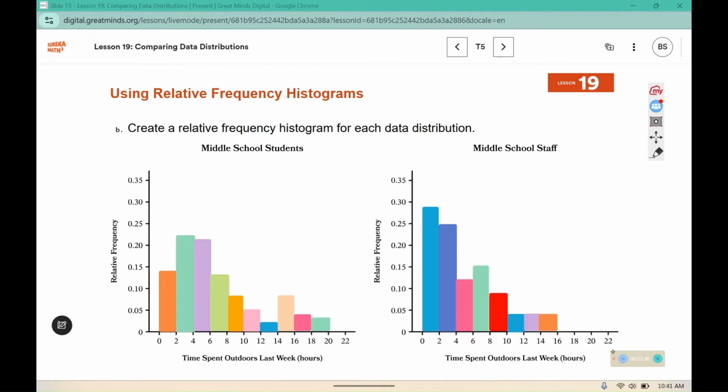Then part D asks us to do pretty much the same thing, but for the staff. This one, the center is between 2 and 4. These data values here are higher. The shape is also skewed right. And in this one, the range is between 12 and 16.